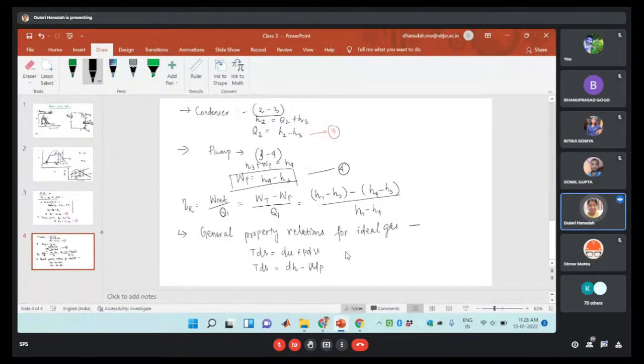So du plus PdV, in place of du we can write Cv dT plus PdV. Similarly, in place of dH we can write Cp dT minus VdP. So these are the two property relations for the ideal gas. This equation can be used in case of the pump.